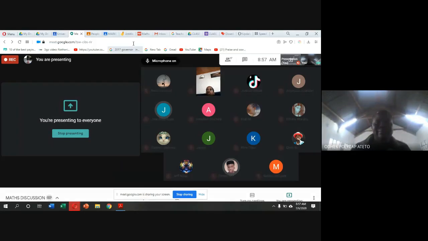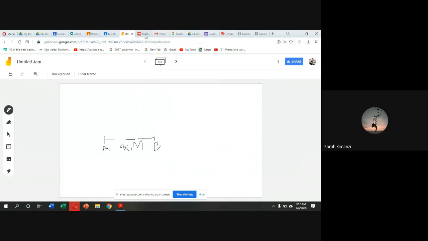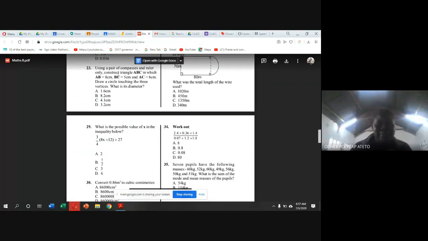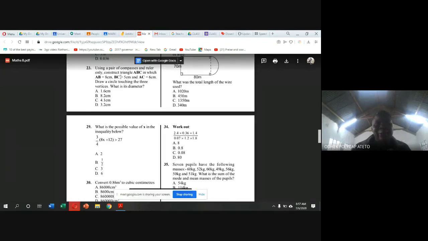Okay. Have you drawn? Yes. 8 centimeters. Now, when you are constructing this triangle, we normally call it SSS, where we have all the sides given. When you are given all the sides, you cannot use a protractor. That's why you see here they are telling you to use a pair of compasses and a ruler only.